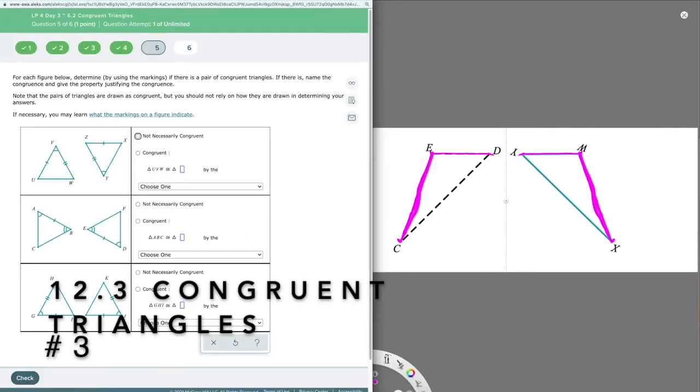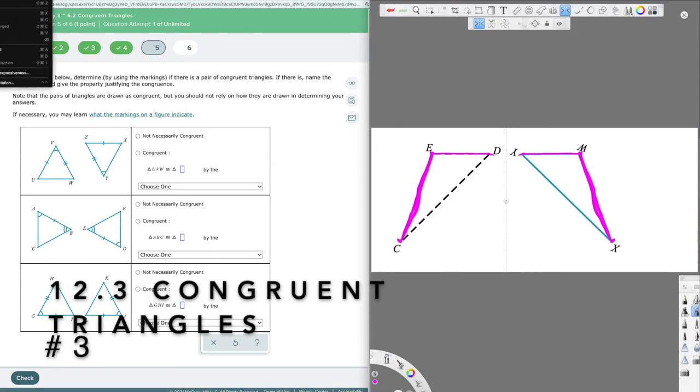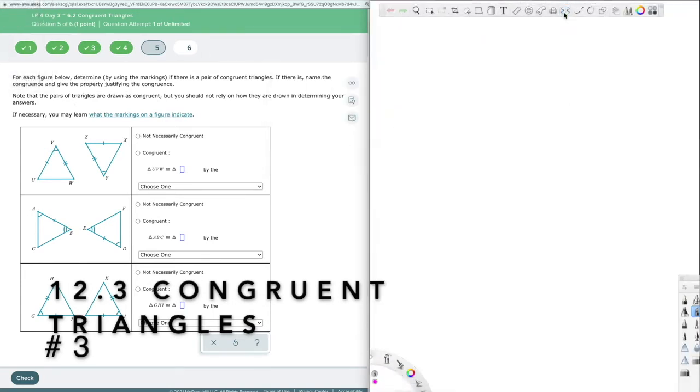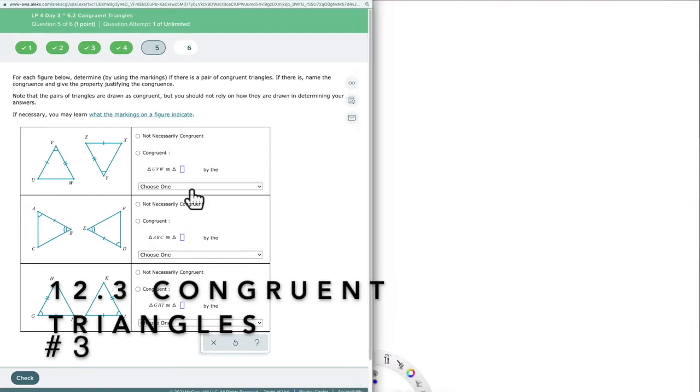All right. So on this one, for each figure below, determine by the markings if there's a pair of congruent triangles. If there is, name the congruence and give the property. So this one requires us to kind of come back over here to our sketch pad and look at some notes on triangle measures. And I'm going to turn off the mirroring now. And I'm going to pick a slightly less intense color there. So we're starting, and I can even show you the drop down. We have 4 different things to look at on this one as far as the property that we can choose.